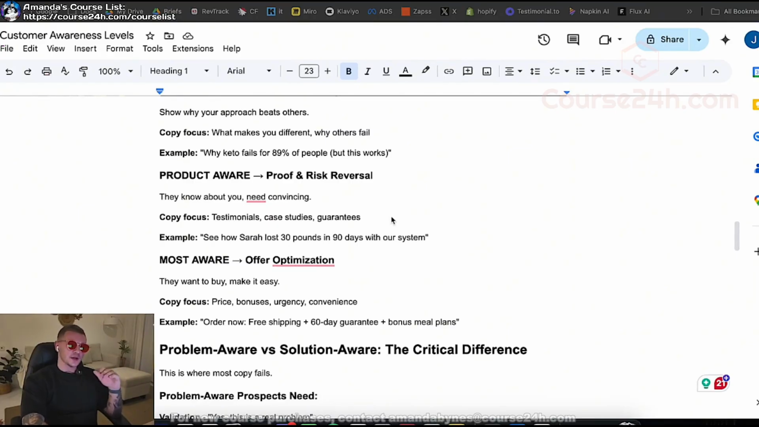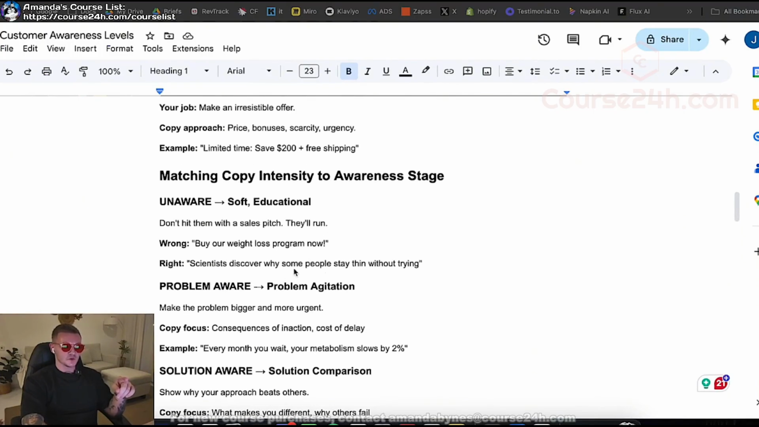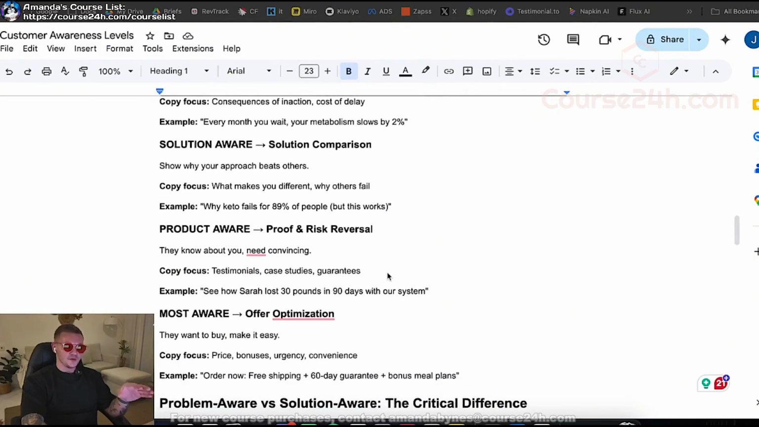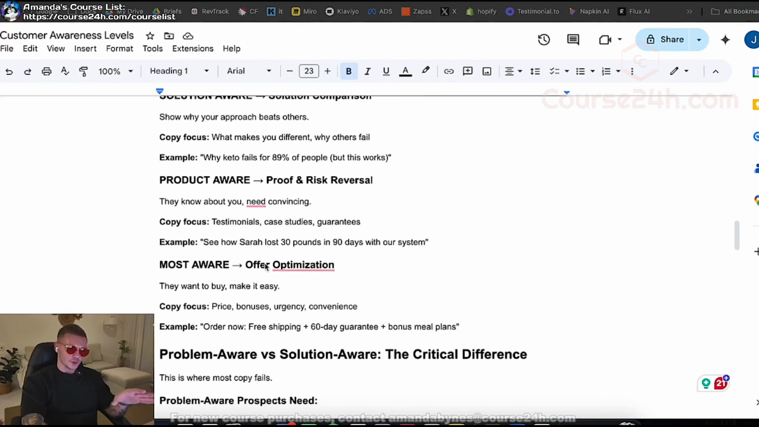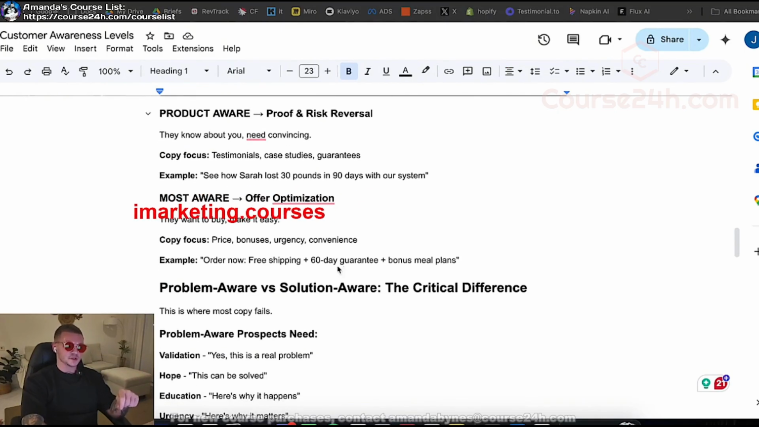Now this is the thing though, it goes back to when people are product aware, there's no point in hitting them with "a scientist discovered why some people stay thin without trying." Because they're not going to be that bothered about that. They know that there's a solution, they know that there's a product. You don't need to educate them anymore. They just need the right offer. And then offer optimization. They want to buy, just make it easy. Bonuses, urgency, convenience, everything.